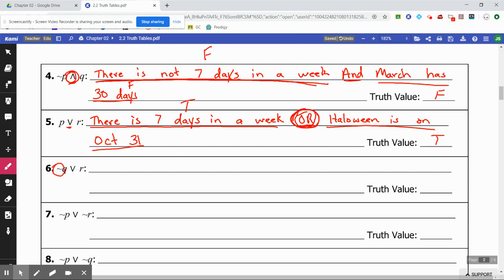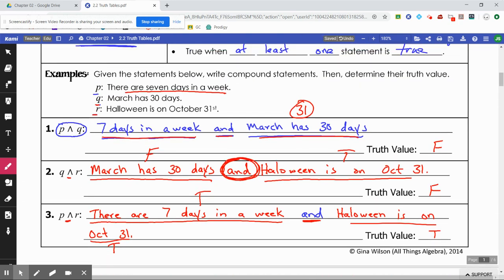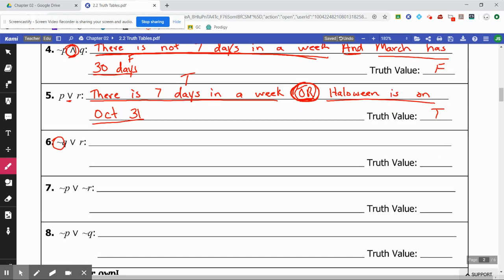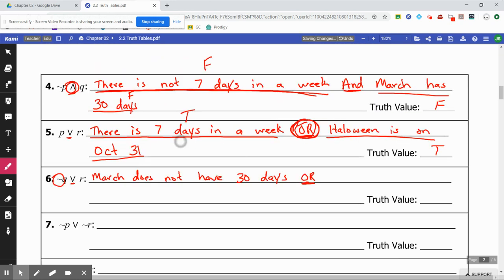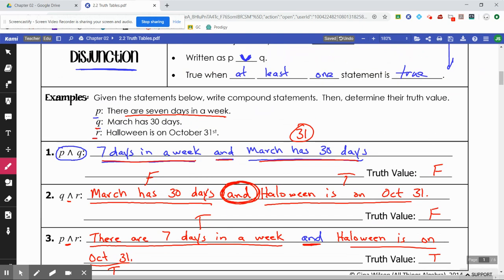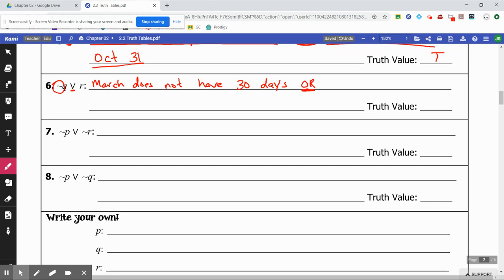The next one says not Q. Okay, let's look at not Q. Q is March has 31 or has 30 days. So not Q would be that March does not have 30 days. Again, we are dealing with an or statement here, so I'm going to put that in the middle. Or R, let's scroll back up and look at R. R is Halloween is on October 31st. So let's write that down.